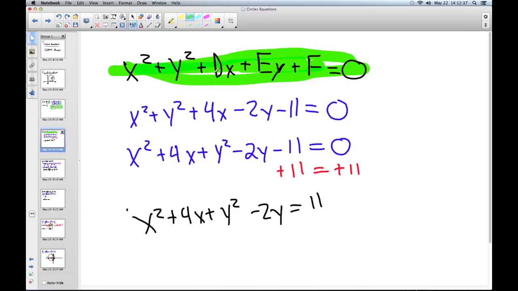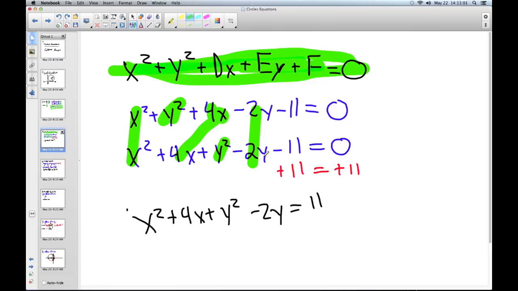So the first step here is to plug in all the numbers: 4 for D, negative 2 for E, negative 11 for F. And then what we do here is we're going to group the x's, and the y's here, we're going to group them. So that's the first step we do.